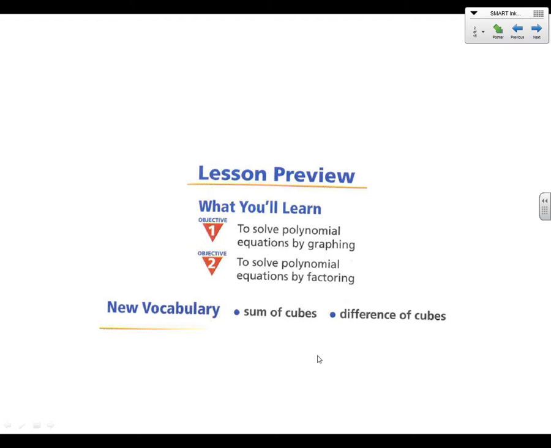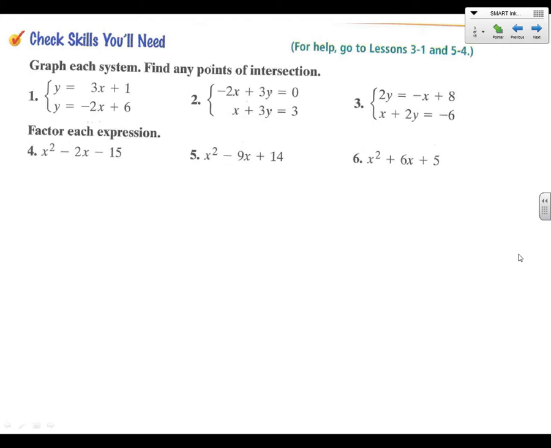All right, so we'll get to that in a little bit, but first some skills check. Let's graph each system and find any points of intersection. Okay, so we're going to do number one together. Y equals 3x plus 1. Remember, we're going to go up 1. That's our y-intercept. From there, we'll go up 3 and over 1 due to the slope. And we'll connect those with a straight line.